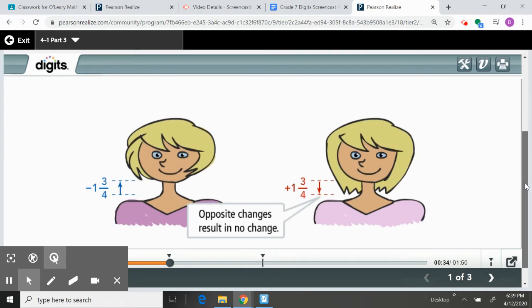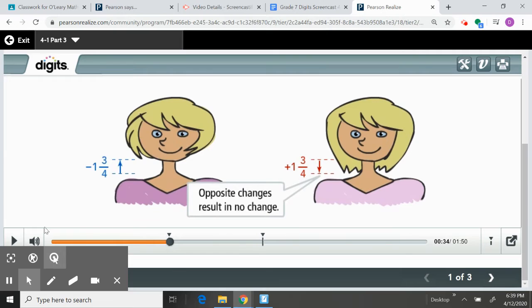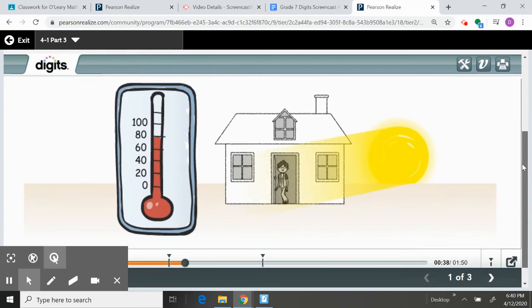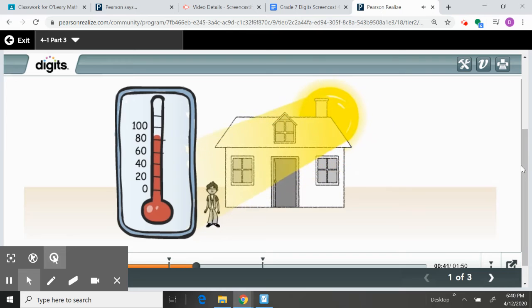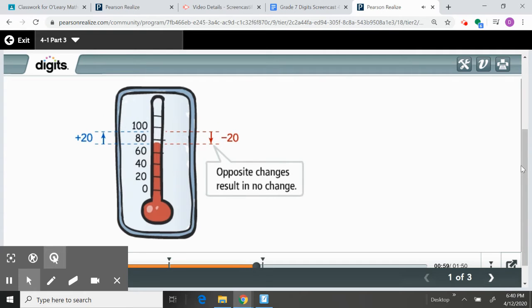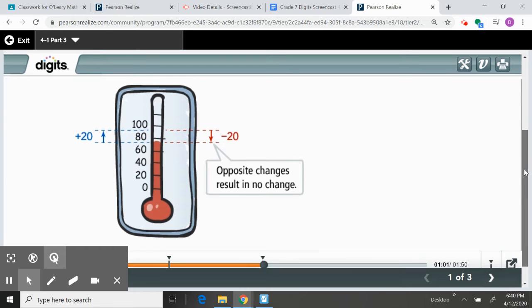You'll see situation 2 involves a guy going out of his house, and you see what happens to the temperature. So you see the temperature's going up 20 degrees, and then the temperature drops back down 20 degrees. Temperature rose 20 degrees. Then its opposite later on. Opposite changes result in no change. It dropped 20 degrees. Okay, the next situation involves money.